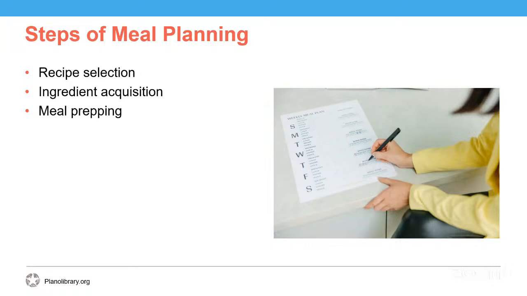There's also ingredient acquisition, which means purchasing the ingredients you'll need to make the recipes that you chose. You can make sure to check your pantry for ingredients that you already have to avoid buying duplicates. And you can also actually look at ingredient acquisition first to see what sales are available at your grocery stores before choosing your recipes.